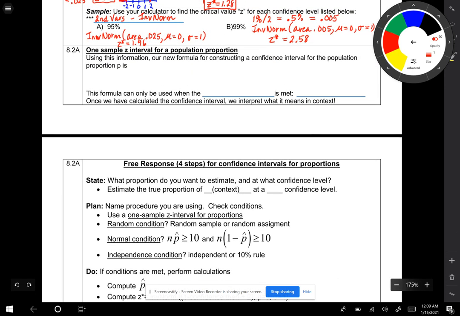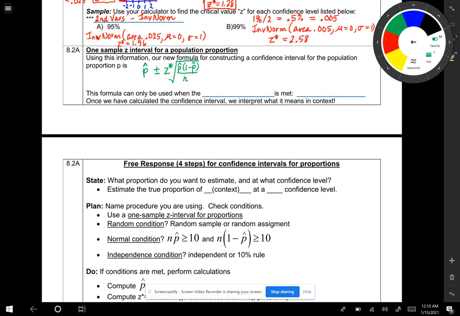For the one sample Z interval for a population proportion, our new formula for constructing a confidence interval for the population proportion is as follows. So this is our formula. P hat plus or minus Z star, our critical value, times our standard error, which is the standard deviation of our sample data, and that would be P hat times 1 minus P hat, over your sample size, all square rooted.